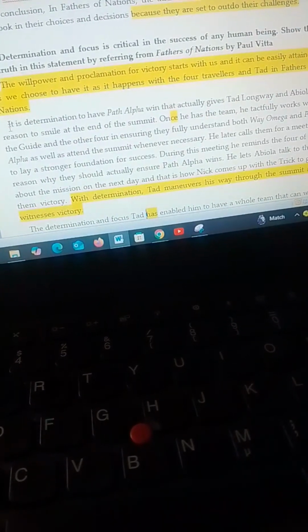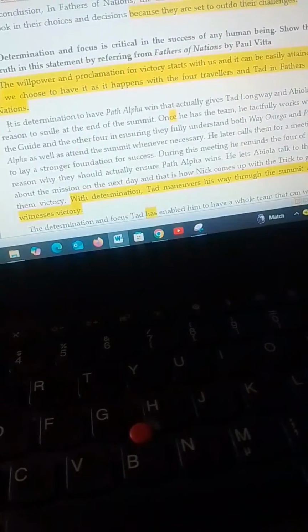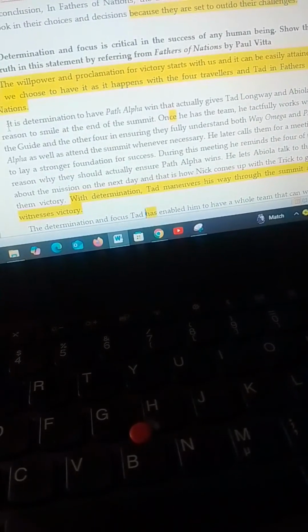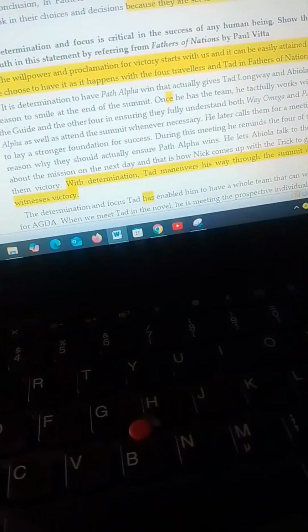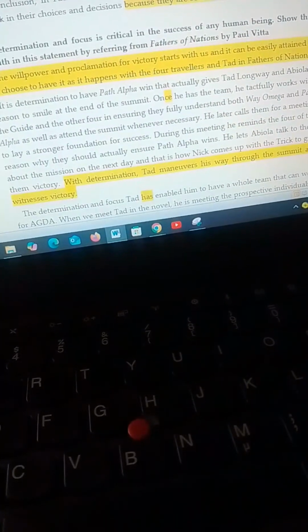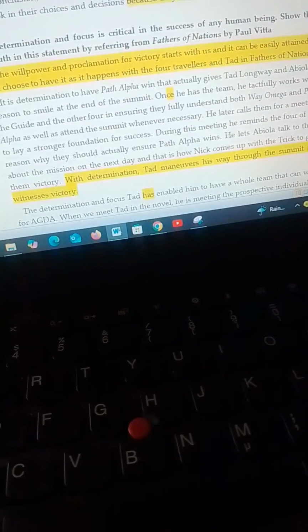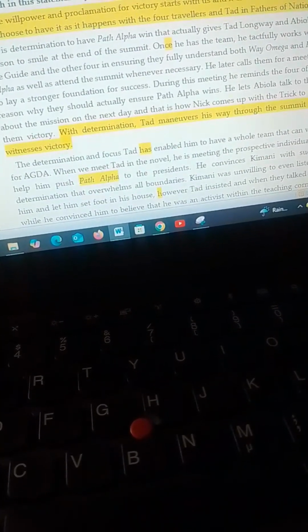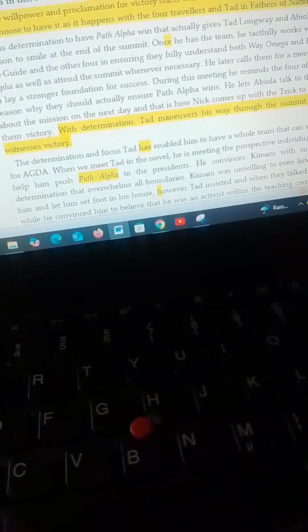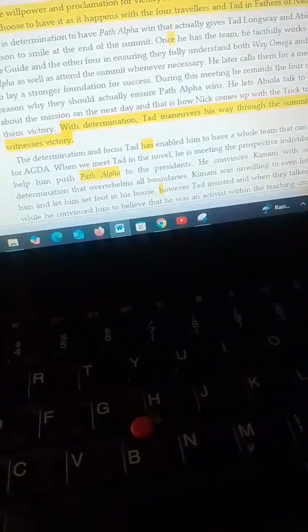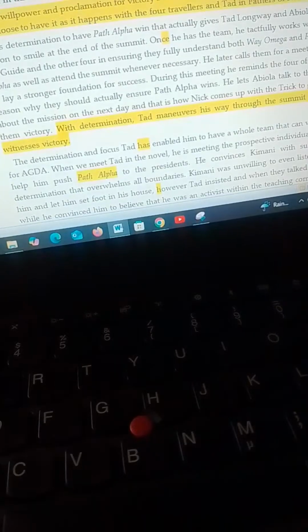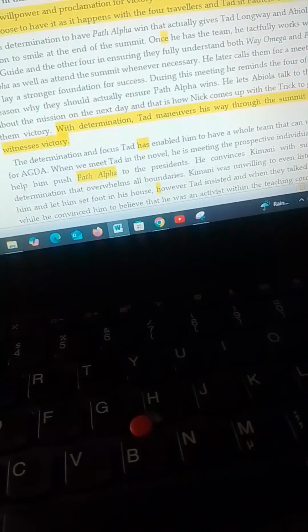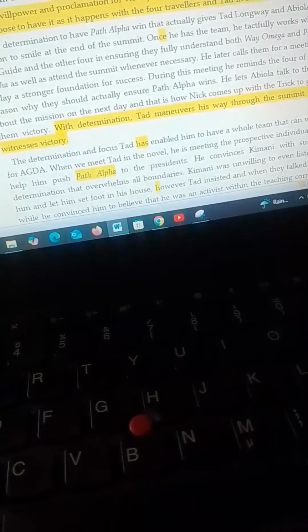The willpower and proclamation for victory starts with us, and it can be easily attained if we choose to have it, as it happens with the 4 travelers, Tad, and Fiona in Fathers of Nations. The first paragraph. It is determination that has Path Alpha win. It is determination to have Path Alpha win that actually gives Tad, Longway and Abiola a reason to smile at the end of the summit.